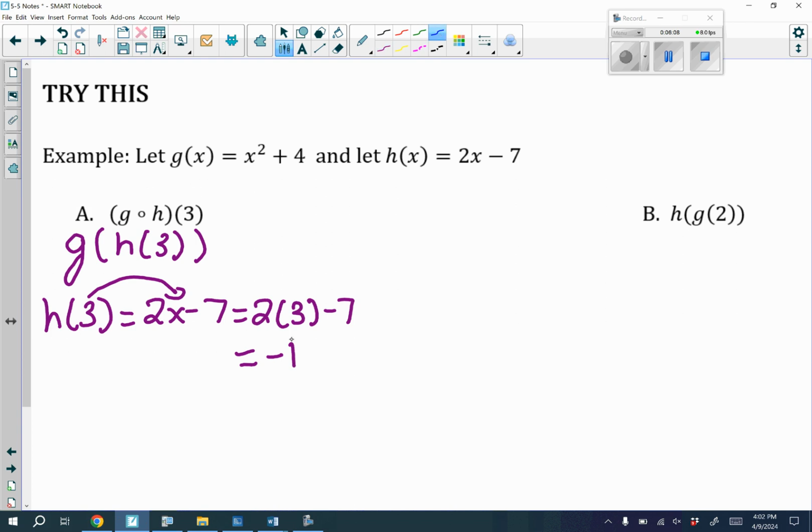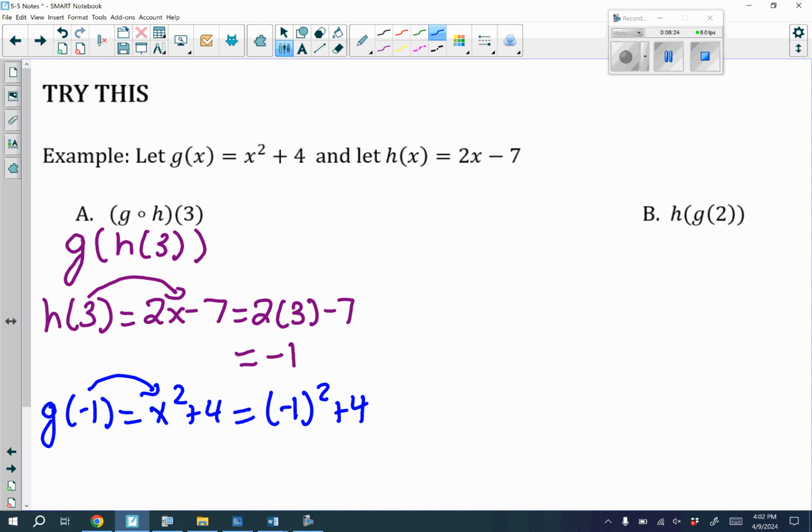Now, I'm going to take this negative 1 and plug it into my outside function, which is g. So my g function here is x squared plus 4. So I'm going to plug the negative 1 into my x. Don't forget to use parentheses around it, otherwise you'll get the incorrect answer. So negative 1 squared gives us positive 1 plus 4. That gives us 5. So our answer here is 5.